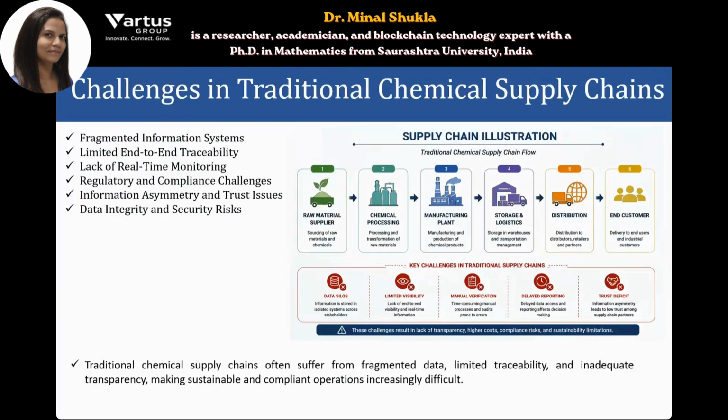So in the supply chain, basically, we start with raw material, chemical processing, manufacturing plant, then it goes to storage, logistics, distribution, and finally it goes to the customer. So with limited data visibility, manual verification is not possible, delayed reporting always happens, and then trust is going to vanish with the customers. So traditional chemical supply chains often suffer from fragmented data, limited traceability, and inadequate transparency, making sustainable and compliant operations increasingly difficult.